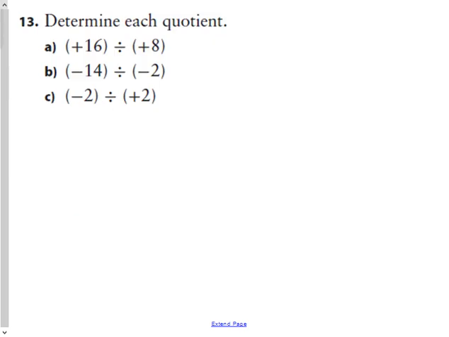Question 13, determine each quotient. Since it doesn't give you a number line, integer chips, or sign rules, only a buffoon would choose anything but sign rules. So if I'm dividing them, I know same signs positive, different signs negative. So I'm going to first put my signs down using that sign rule. And then I'm going to focus on the quotient of each. 16 divided by 8 is 2, so positive 2. 14 divided by 2, so positive 7. And 2 divided by 2 is not 0, but 1. So my answers are positive 2, positive 7, and negative 1.